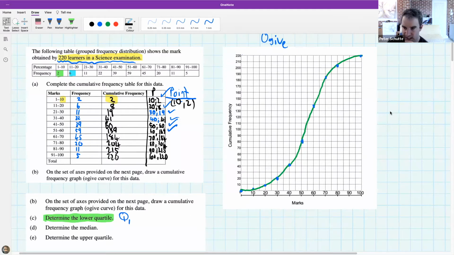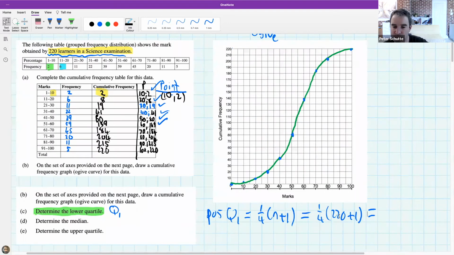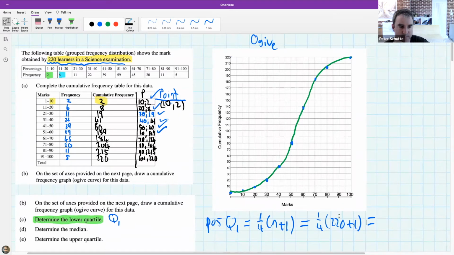Okay, Zincle has said we need to find the position of Q1, and she has given us the formula, a quarter times n plus 1. The n value is the number of students involved in this question. So it's a quarter times 220 plus 1. What is the position of the lower quartile? Let me know in the chat. And then we still need to go and find the lower quartile from the graph. We've just done a little temporary calculation.